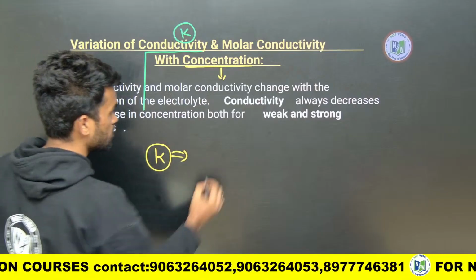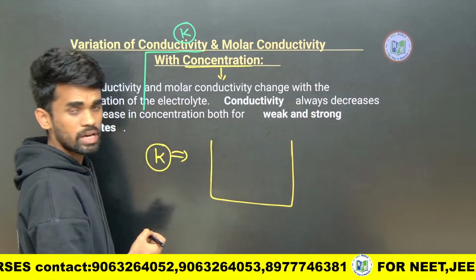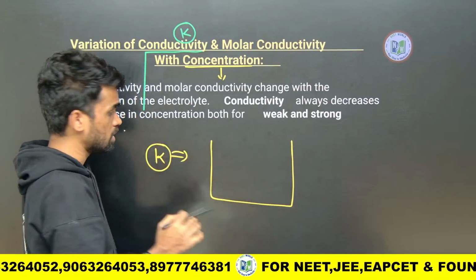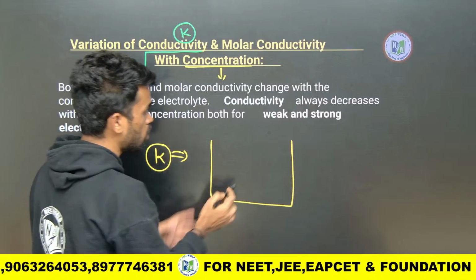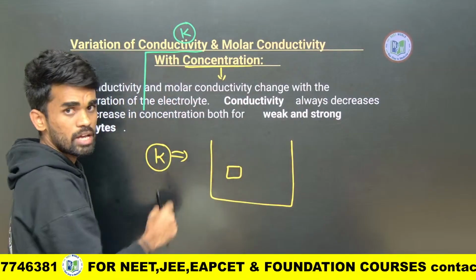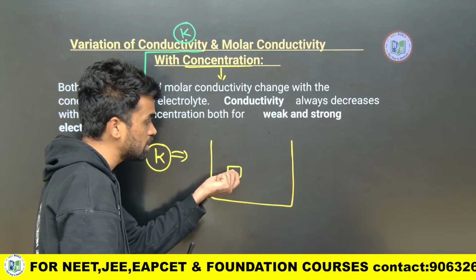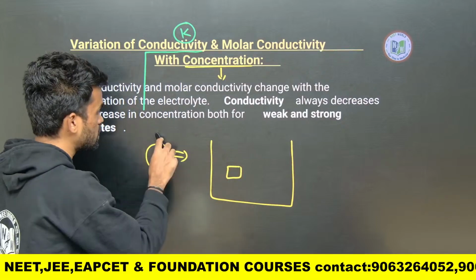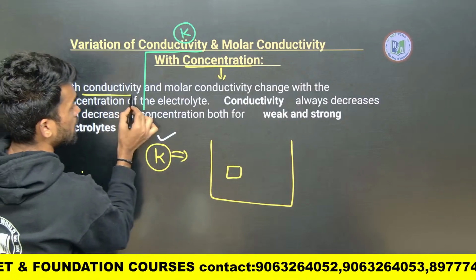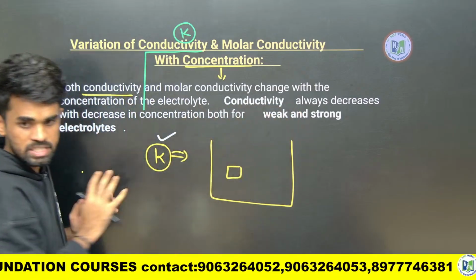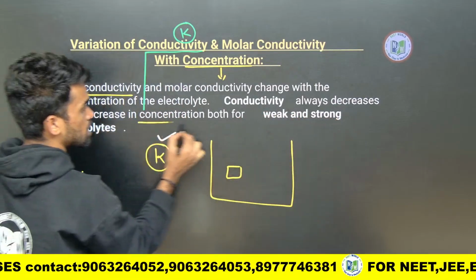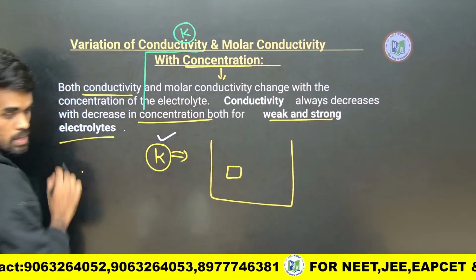If this is a total volume, we are talking about the electrolytic solution present in this container. Now if I take a unit volume out of it, let us say this is a unit volume. Upon dilution, the number of ions present in this unit volume decreases, therefore its conductivity decreases. Both conductivity and molar conductivity change with change in concentration. Conductivity always decreases with a decrease in concentration for both strong and weak electrolytes.